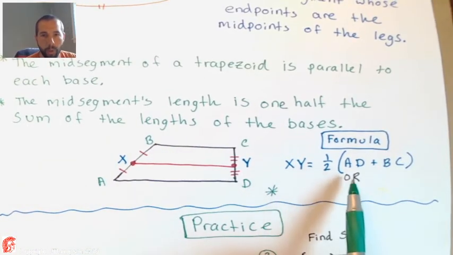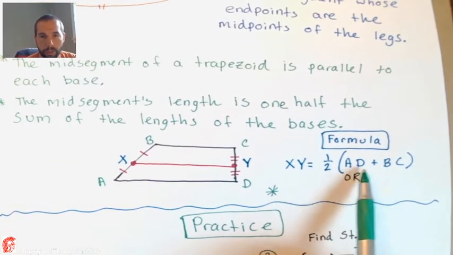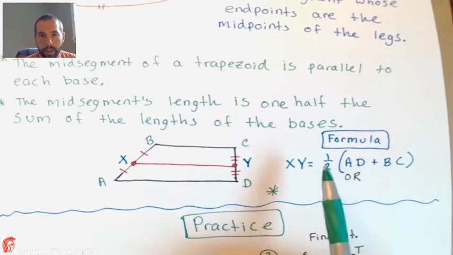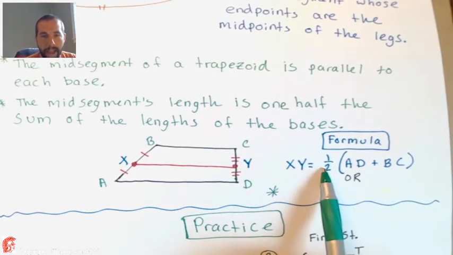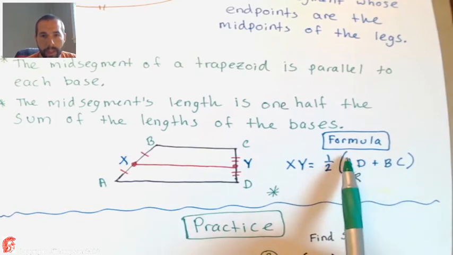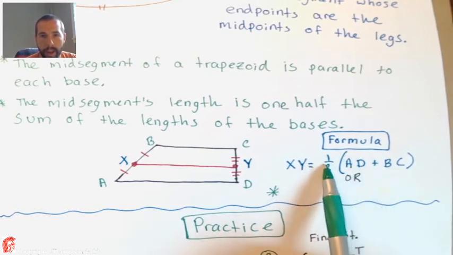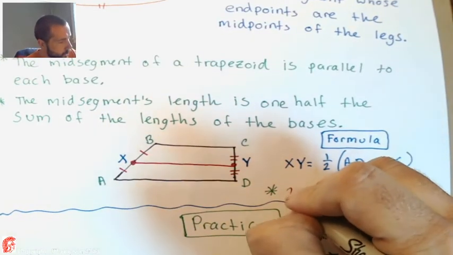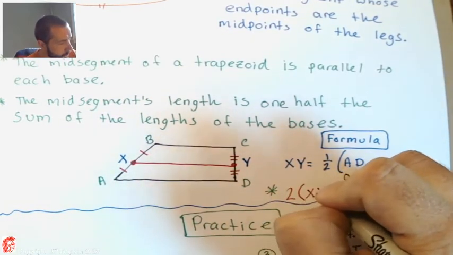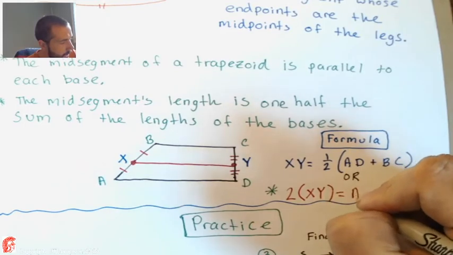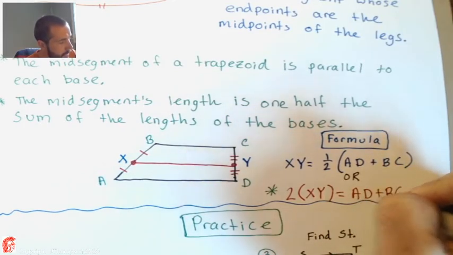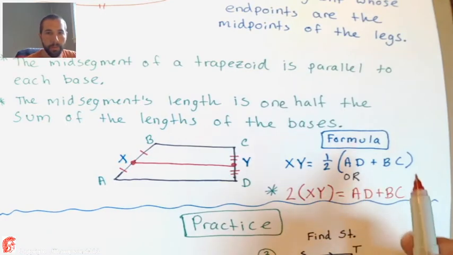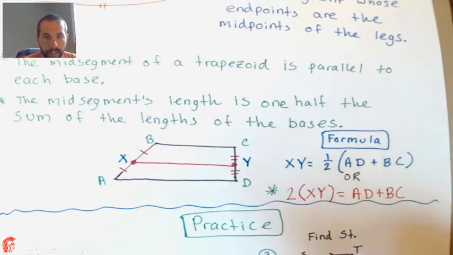I wrote the word "or" here because there's also another way we can rewrite this formula here, which I prefer. Instead of saying that the mid-segment is 1/2 of the sum of the bases, if I multiply this side by 2, that 1/2 goes away, but then I also have to multiply this side by 2. So the formula that you end up getting is 2 times the mid-segment, so 2 times XY equals AD plus BC. So the mid-segment times 2 is equal to the sum of the bases. They're the exact same formula. I just manipulated it a little bit with algebra.